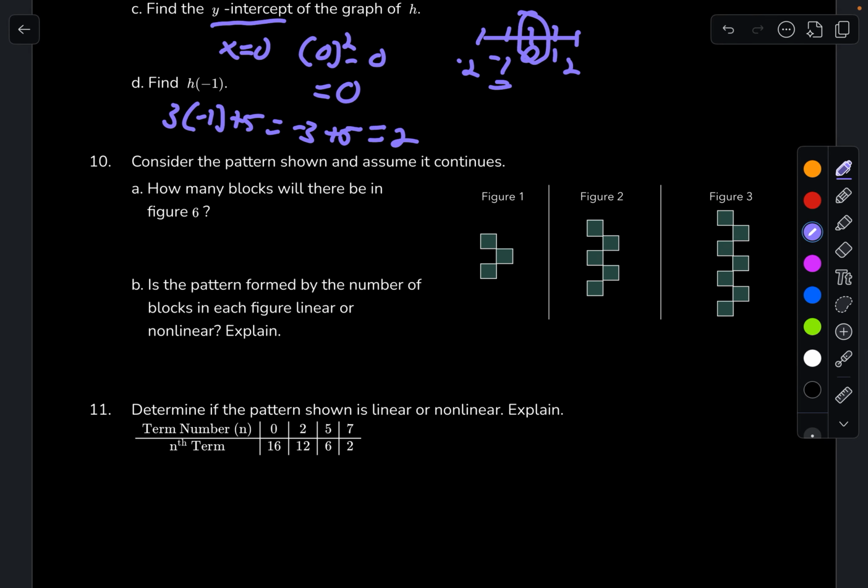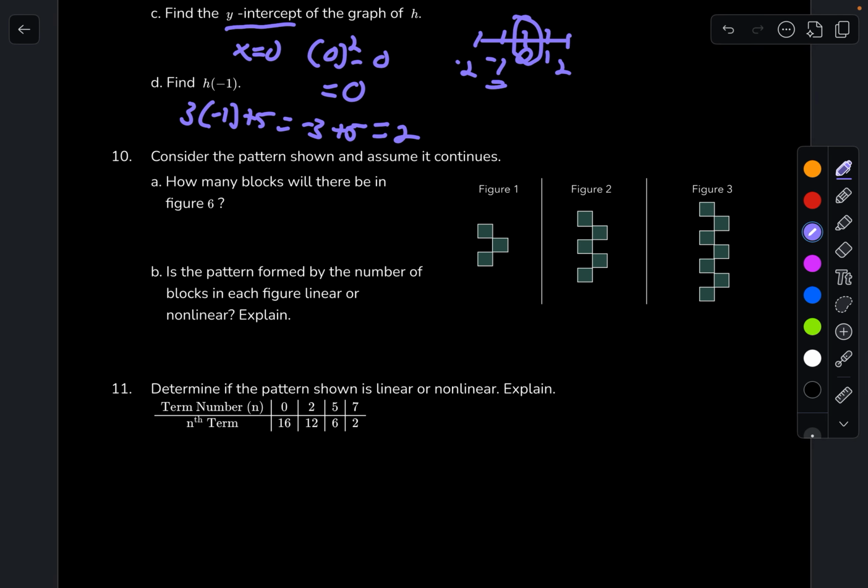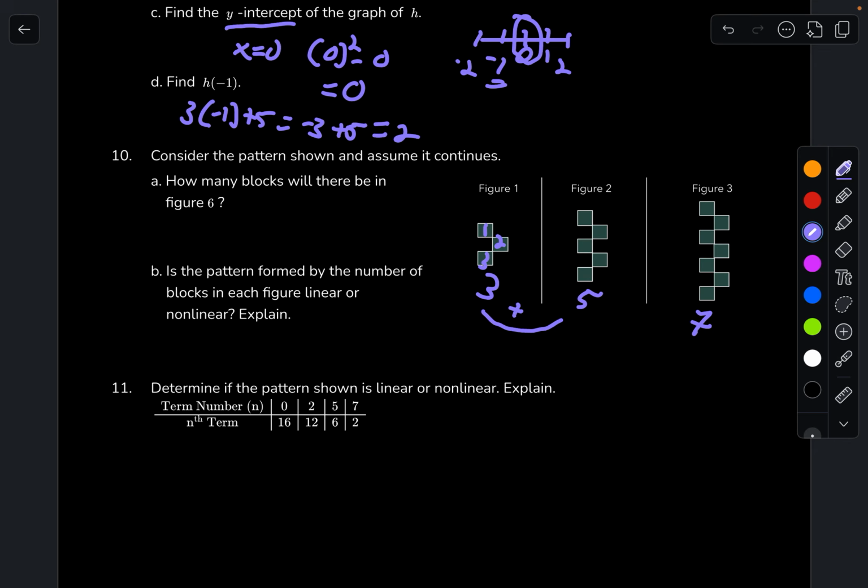Consider the pattern shown and assume it continues forever, I guess. How many blocks will there be in figure 6? Well, there's 1, 2, 3. So this is 3. 1, 2, 3, 4, 5. That's 5. 1, 2, 3, 4, 5, 6, 7. And that's 7. I'm just writing down the number of blocks for each of these figures. You see there is a constant rate of change. We keep adding 2 each time.